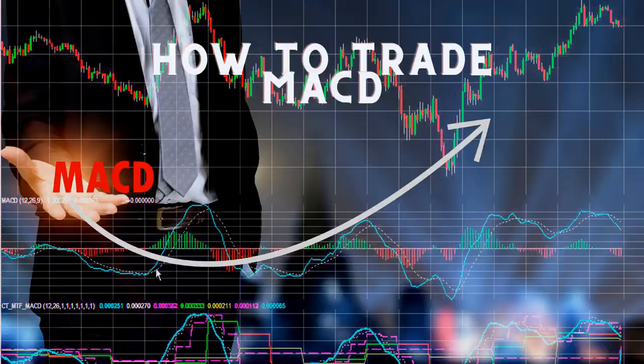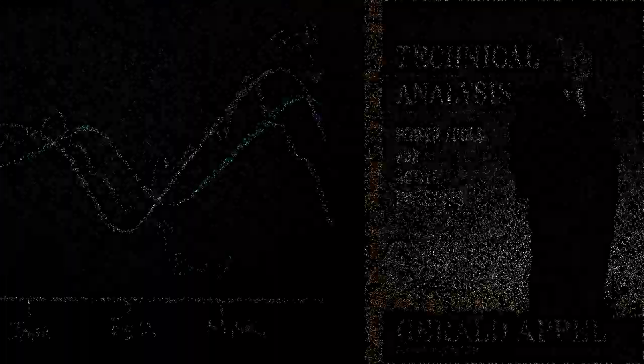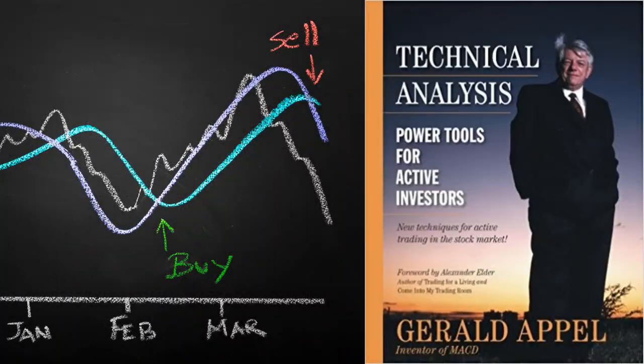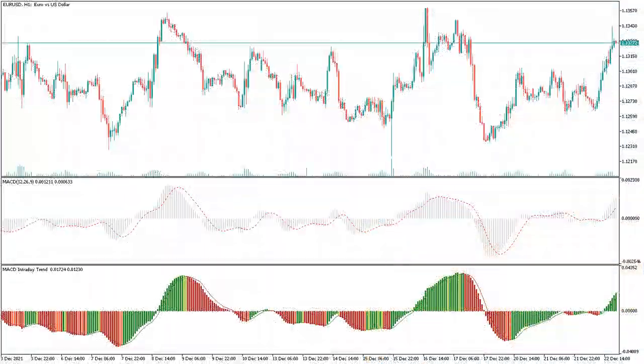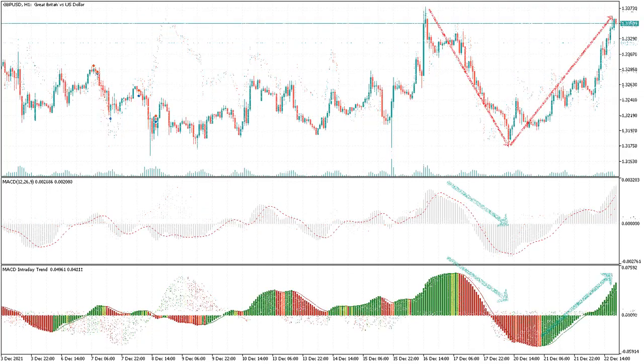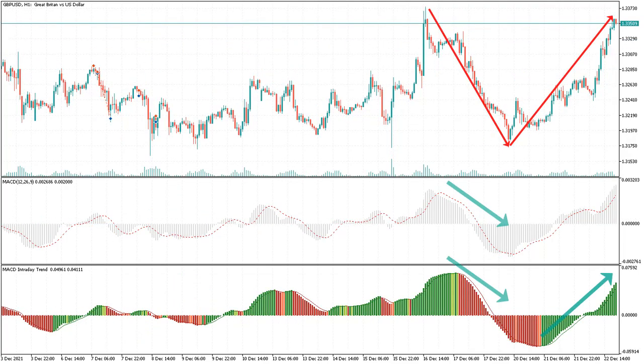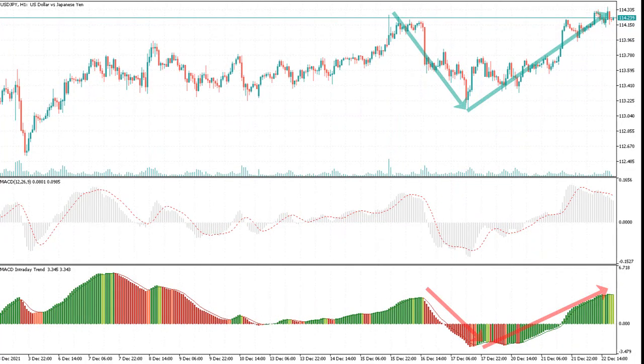MACD stands for Moving Average Convergence Divergence. The indicator was developed by Mr. Gerald Appel in 1979. Many traders worldwide are utilizing this indicator in their day-to-day trades. The main reason behind the MACD's popularity is its simplicity and flexibility. MACD is known as a versatile indicator for speculating the trend direction or measuring the market momentum.